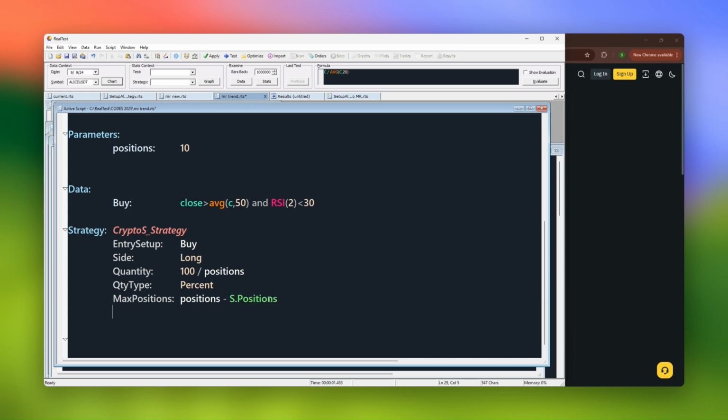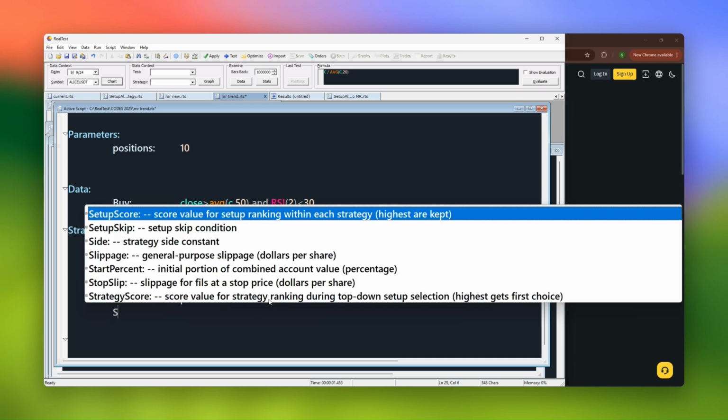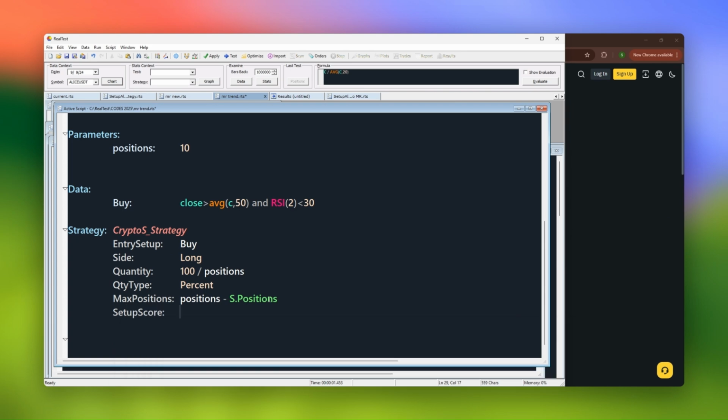Next, let's add a setup score. In this case, I'll use rate of change 20. Crypto moves fast, so a short ROC makes sense. If I were using US stocks, I'd use a rate of change 200 instead. Stocks move slower, so longer look back works better. Next, let's add an entry limit. We'll buy only if the price touches the lower Bollinger band, like this. And for the exit rule, let's say we sell when RSI is above 80.